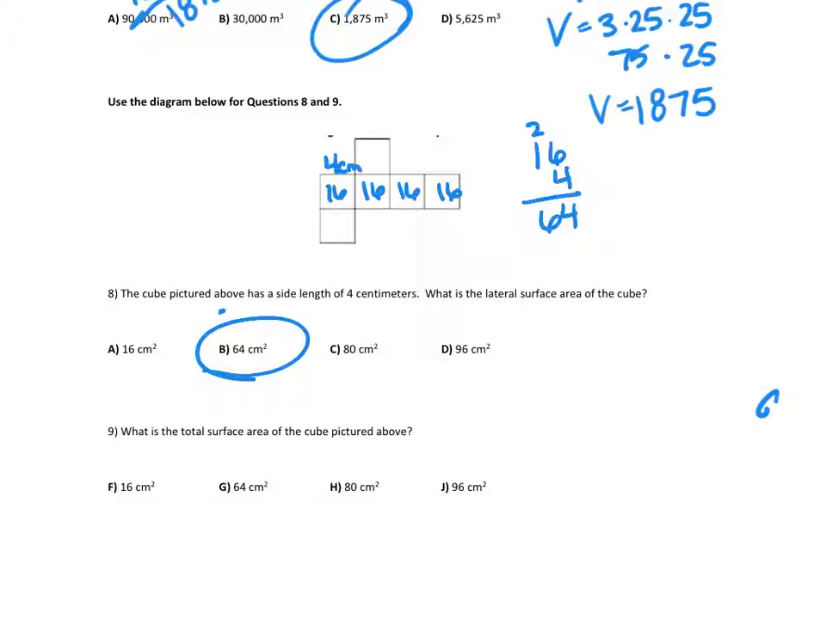Number 9: what is the total surface area of the cube? So instead of just doing the 4 center ones, you would do all 6. So you would say 16 times 6 is 96. So we get answer choice J on that one.